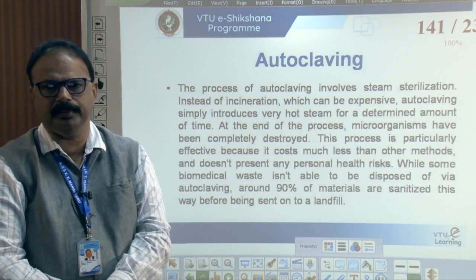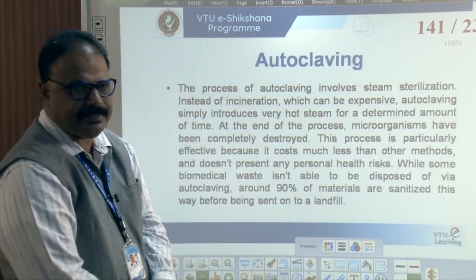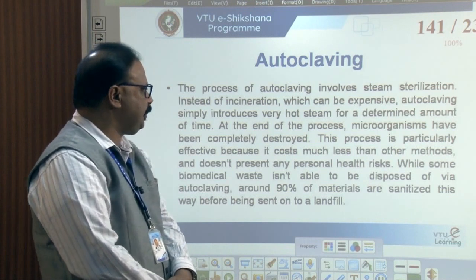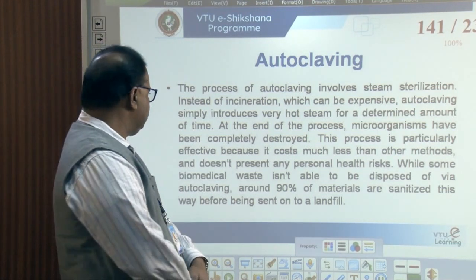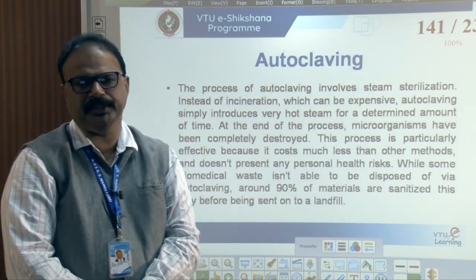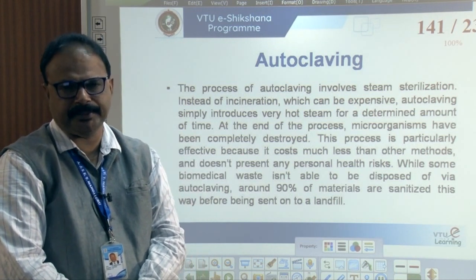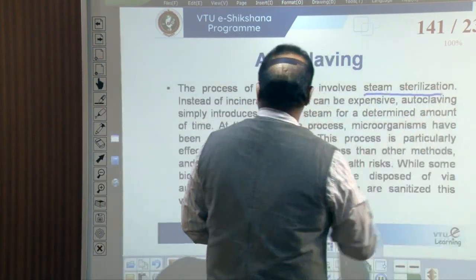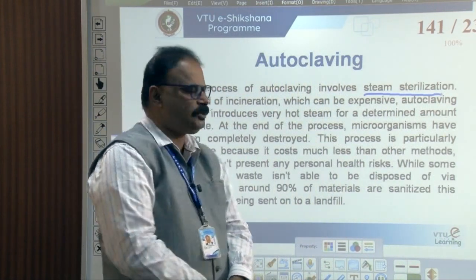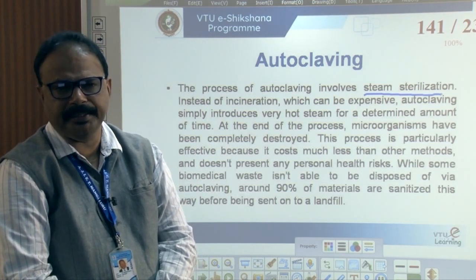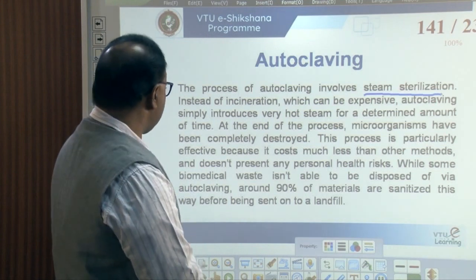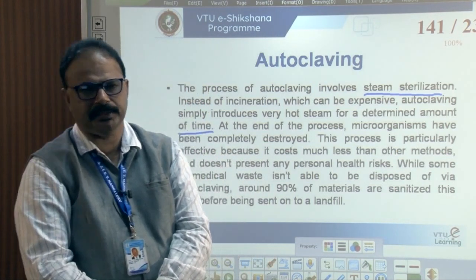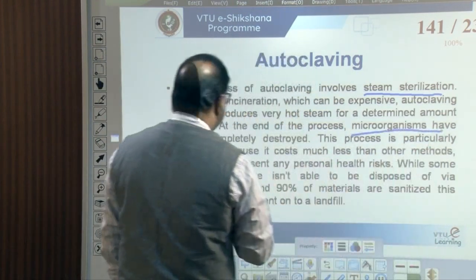The process of autoclaving involves steam sterilization instead of incineration, which can be expensive. Autoclaving simply introduces very hot steam for a determined amount of time. Autoclaving is a low heat system, already explained in the treatment also. For disposal they are using this steam sterilization. At the end of the process, microorganisms have been completely destroyed.